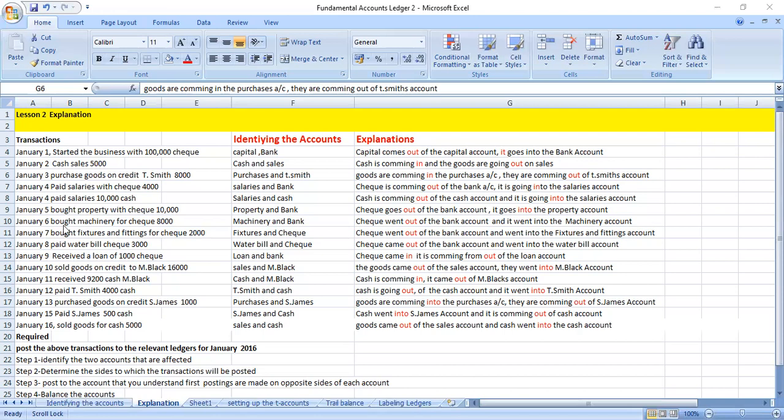All right. The next one is January 6th. Bought machinery for check, and this is $8,000. The two accounts affected are machinery and bank, right? Machinery and bank. The check went out of the bank account and it went into the machinery account, right?